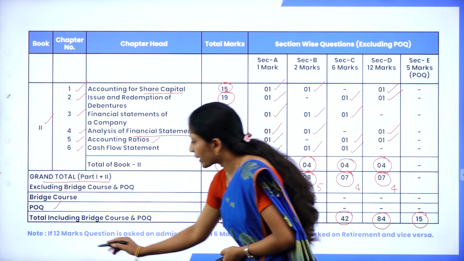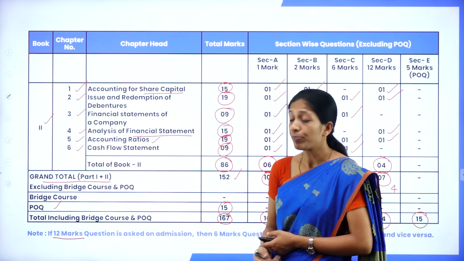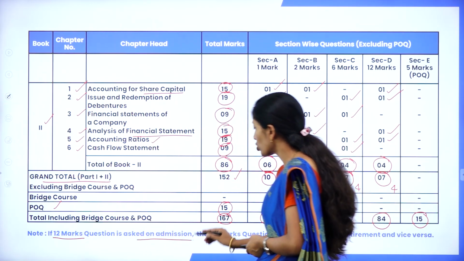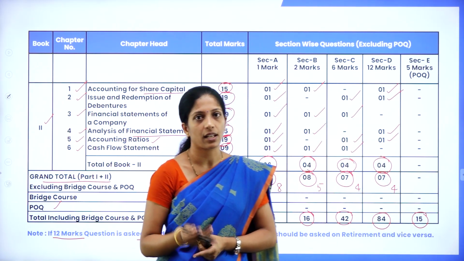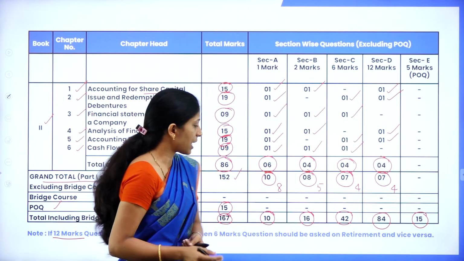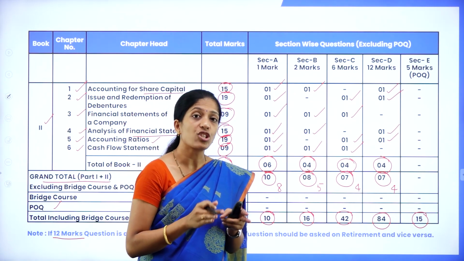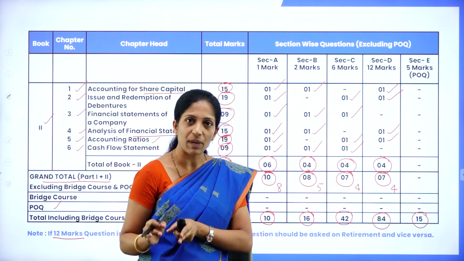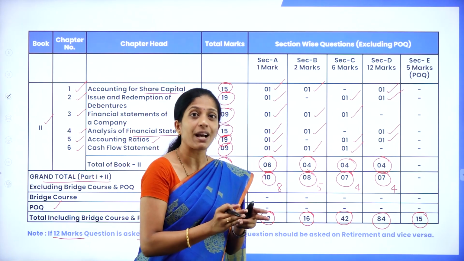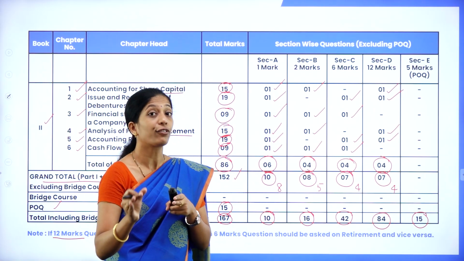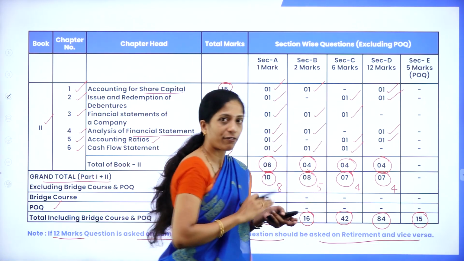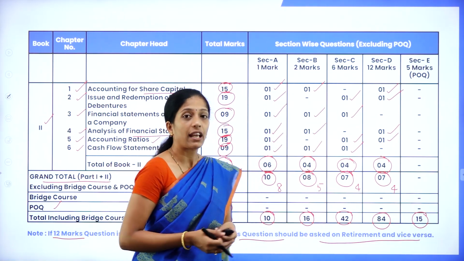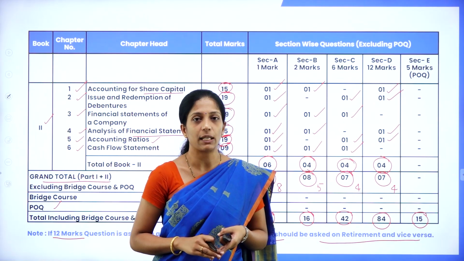And there is a small note here, which I have already explained to you. If a 12 marks question is asked on admission, then a 6 marks question will be asked from retirement. So there is an alternative on the admission as well as retirement chapter. If they ask 12 marks from admission, then you will get 6 marks from retirement. If they ask 6 marks from admission, then you will get a question of 12 marks from retirement. So there is an alternative here. So, you have to know this. Go through this note carefully, which I have already explained to you in the beginning itself.